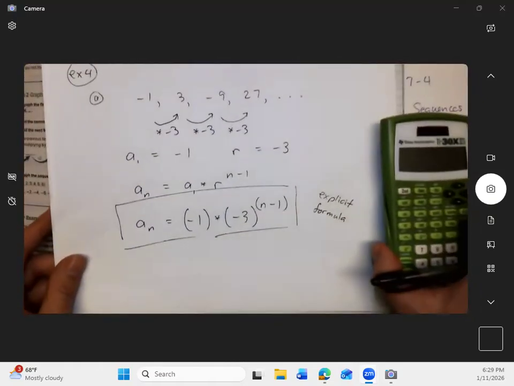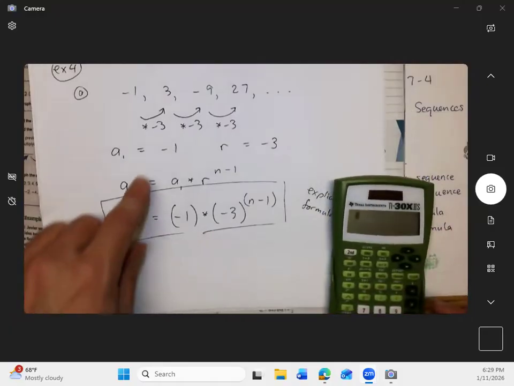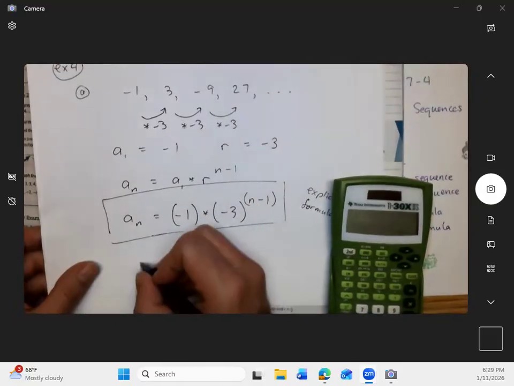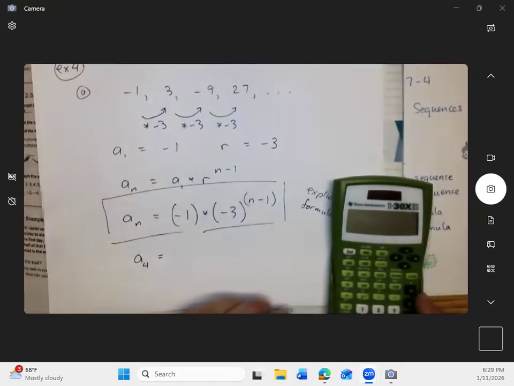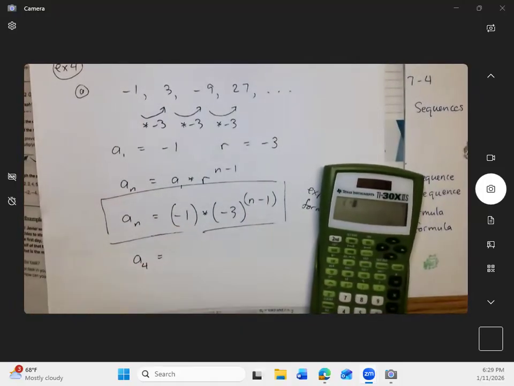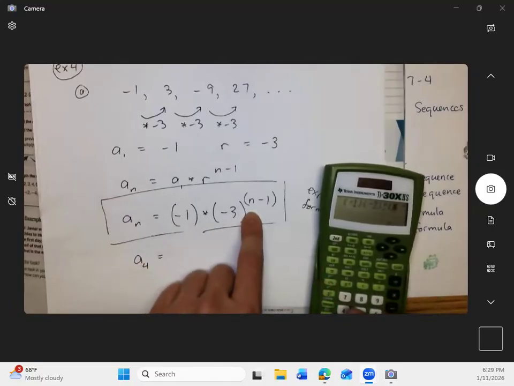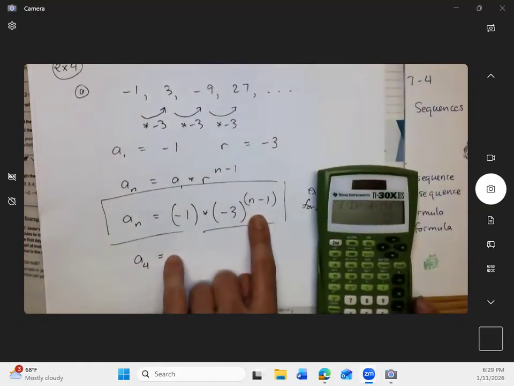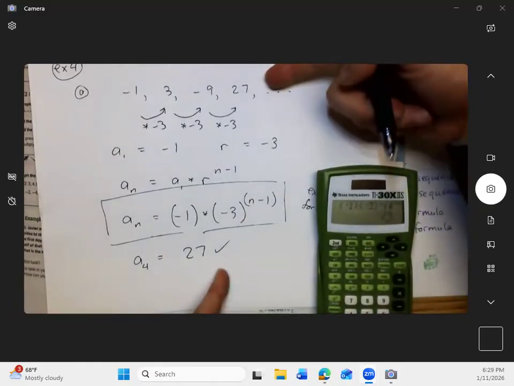I think so. I'll just check my work here. I think the fourth term should be positive 27. So if I plug in 4 for n, a sub 4, where the n goes, I'll put 4. I should get 27 out of this. Let's see if I do. So negative 1 times negative 3, all raised to the power of 4 minus 1, and I've got to get 27. Yeah, sure is. It's 27. Check. Those match. So we are good. This formula totally worked.